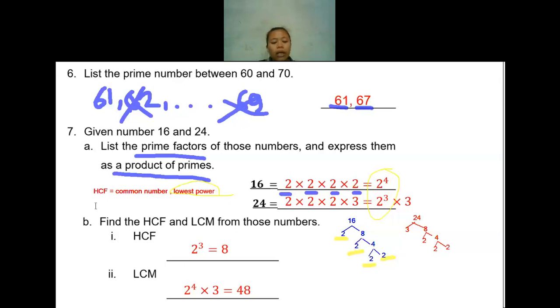For the LCM we have to take all the types of number, and then after that we have to take the highest power. Here we can see the types of number, only two types, 2 and 3. For number 2, there are two options, 2 to the power of 4 and 2 to the power of 3. Highest power, that's why I take 2 to the power of 4. And then another type of number is number 3. That's why it will be 2 to the power of 4 times 3, which is equals to 48.